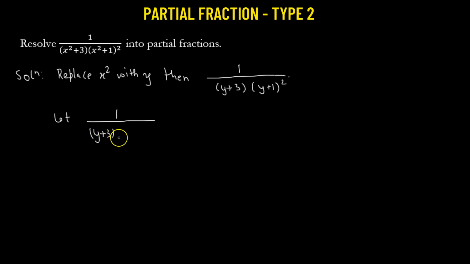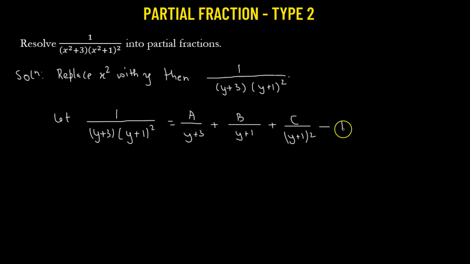This is one of the factors, multiplied by two other factors, y plus 1. But y plus 1 is repeating twice, so we have y plus 1 whole squared. So we have in total 3 factors in the denominator. This rational fraction will be broken down into 3 partial fractions, with the first one being A over y plus 3, the second B over y plus 1, and the third C over y plus 1 whole squared. We're going to label this as equation number 1. Our goal will be to find out the value of these 3 constants A, B and C.